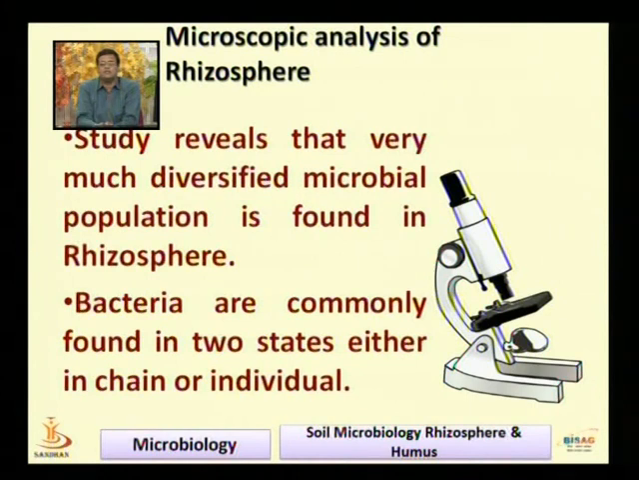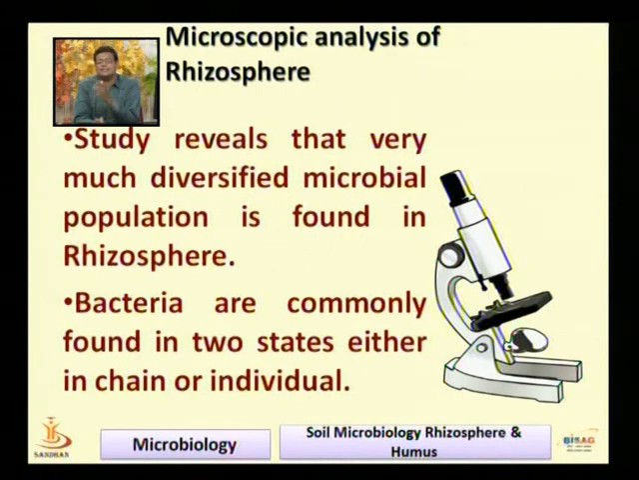Microscopical analysis shows that the rhizosphere contains almost all types of microorganisms. Bacteria, or unicellular microbes, are quite common as compared to mycelial or filamentous microbes, and in bacteria also almost all kinds are found, whether size wise, shape wise or arrangement wise. All types of bacteria are found in this area. They may be found either in chains, or also as individual cells.